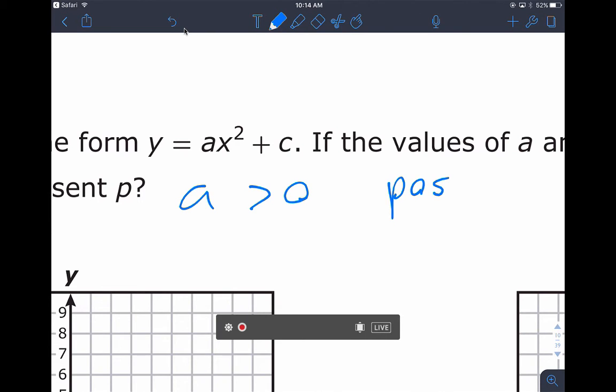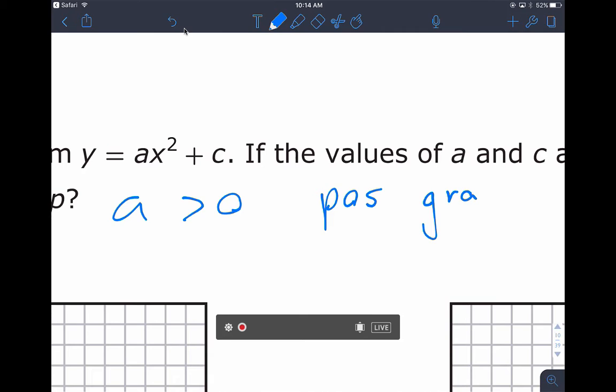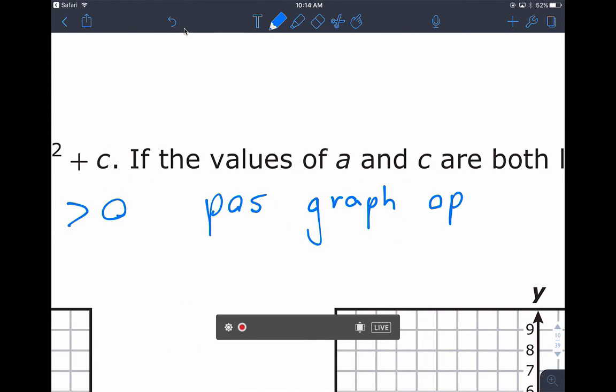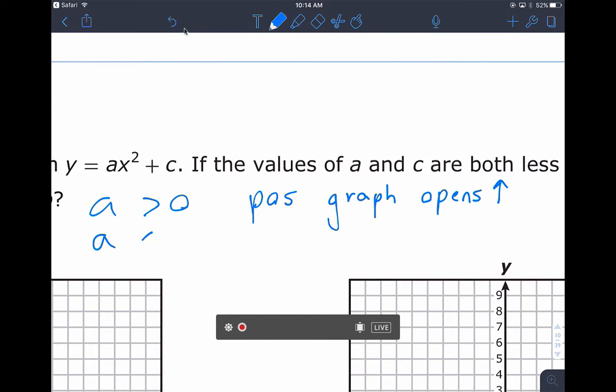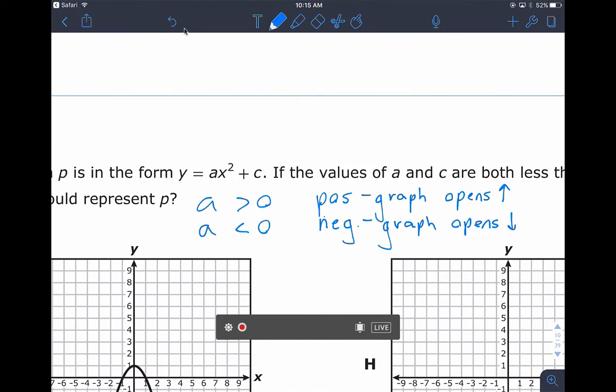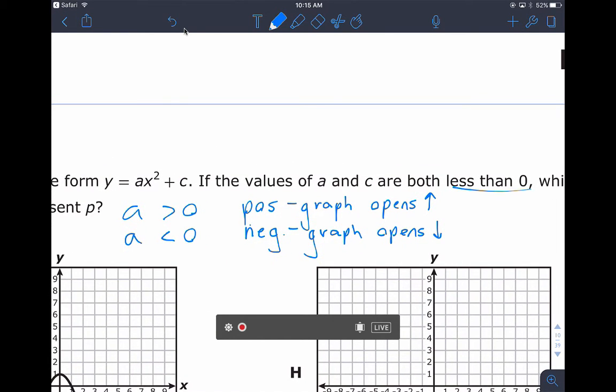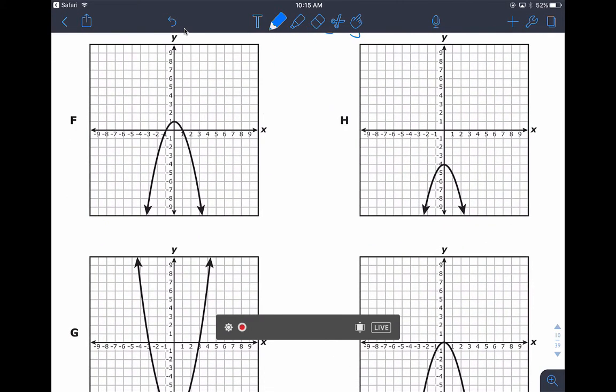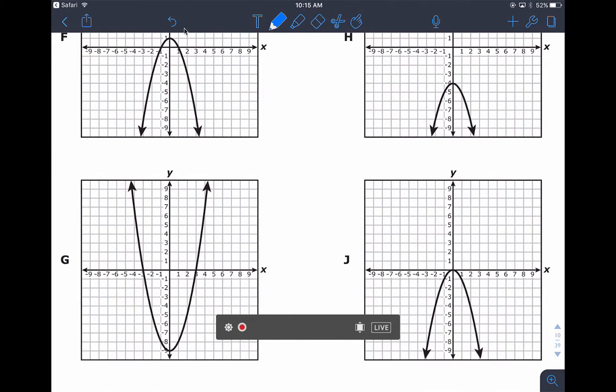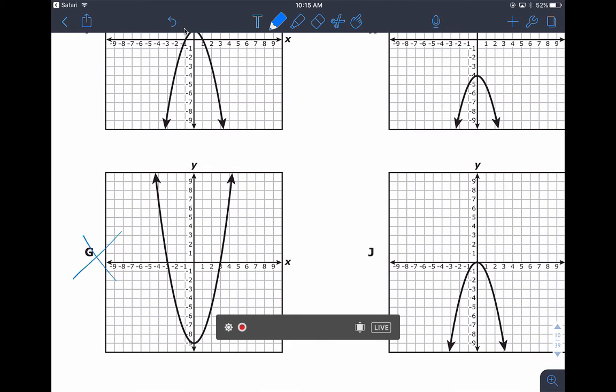If you have positive a values, the graph opens up. Now, if you have a values less than 0, it means you have a negative a value, which means the graph opens down. So they are saying a and c are both less than 0, so we know our graphs are going to be opening downward. Basically, both of them should be pointing down, so we can obviously eliminate answer G right away.